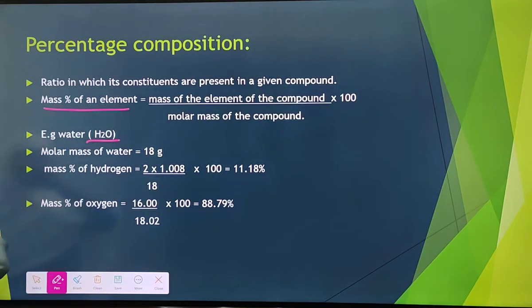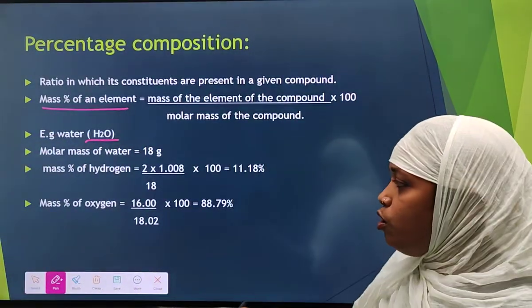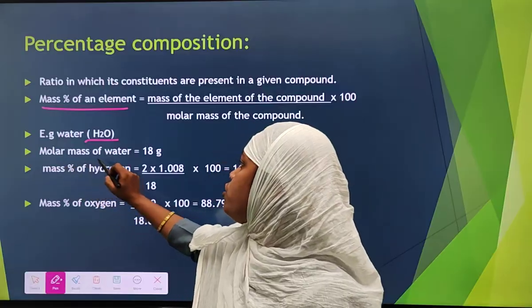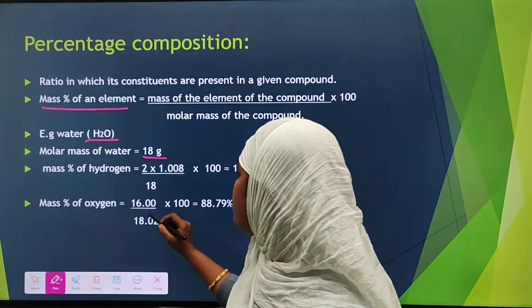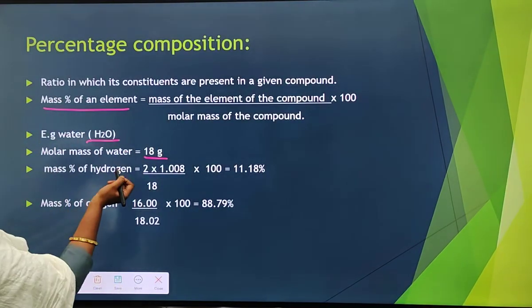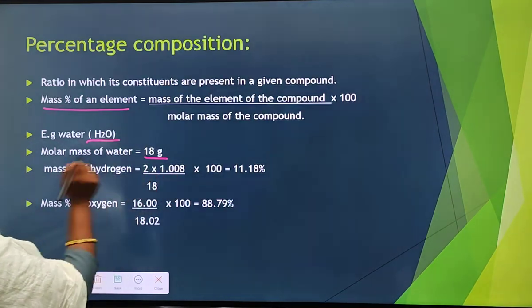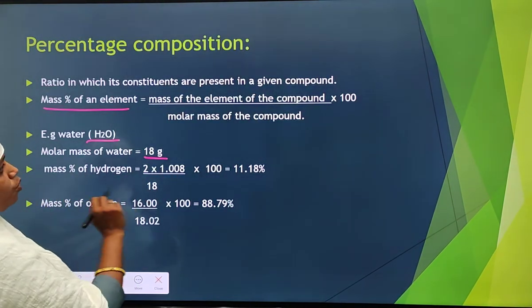Now we have taken an example of water, because it is very easy and mostly it is also given in your textbook, so it will be easy for us to understand. The molar mass of water is 18 grams. To find the mass percentage of hydrogen, because there are two atoms of hydrogen present, we applied 2 into 1.008, that is the atomic mass, upon 18, that is the molar mass of water.